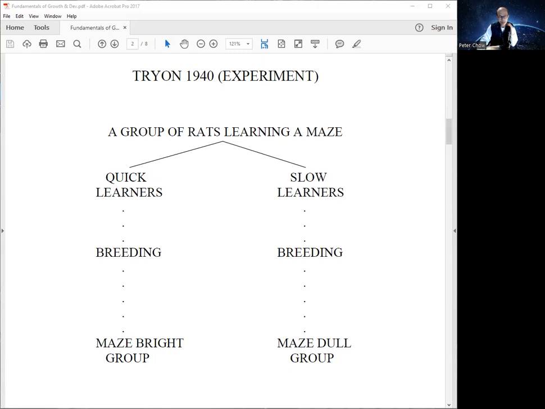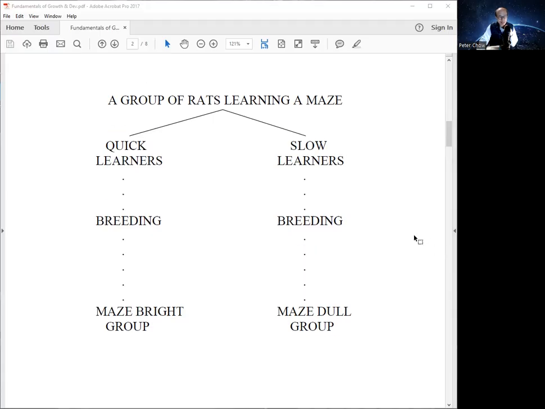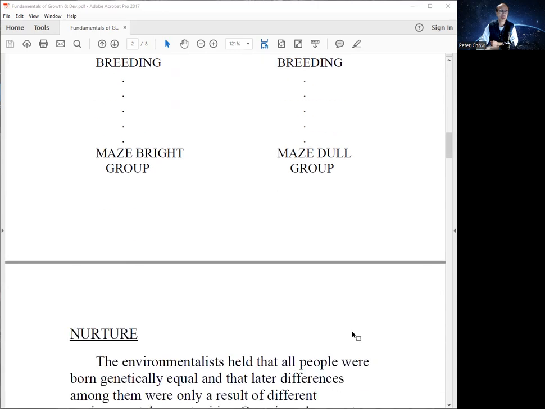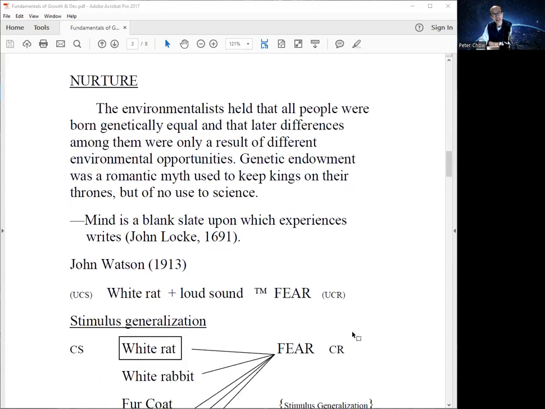Now, the quick learners, after breeding for 7 generations, they discovered at long last what Tryon called the maze bright group. And for the slow learners, after inbreeding, eventually they formed what Tryon called the maze dull group. All right?